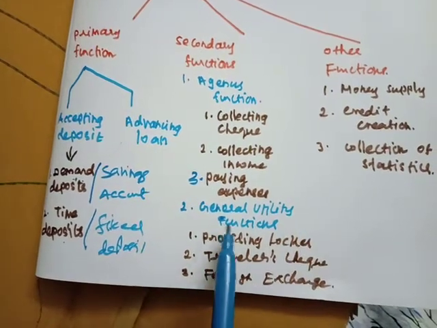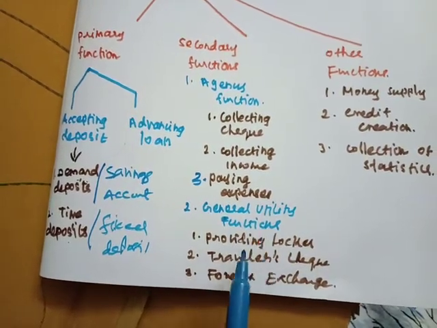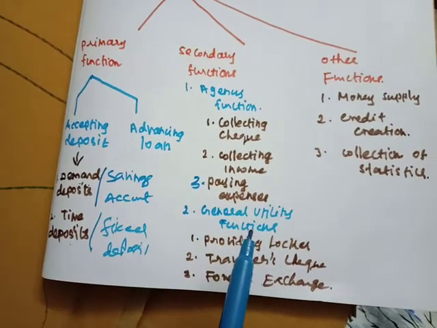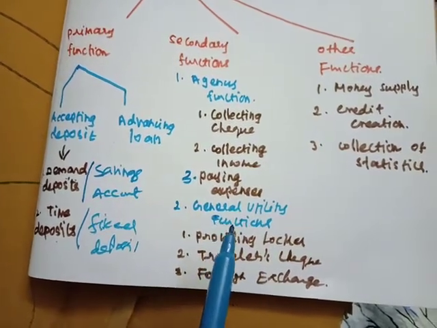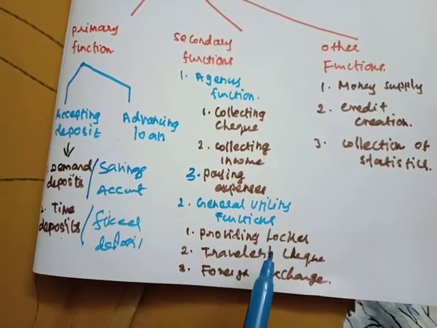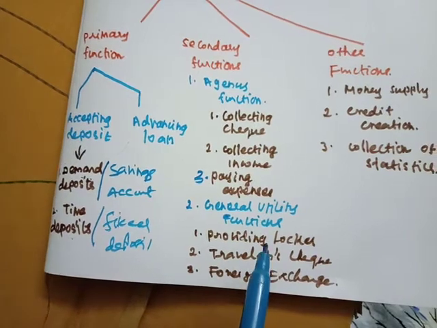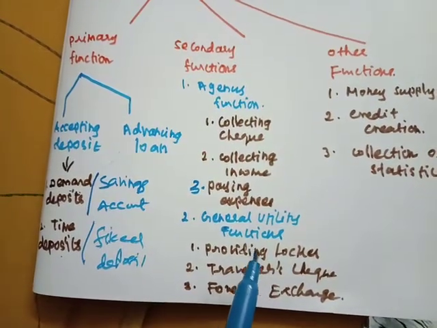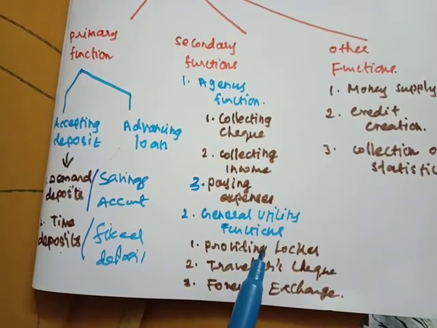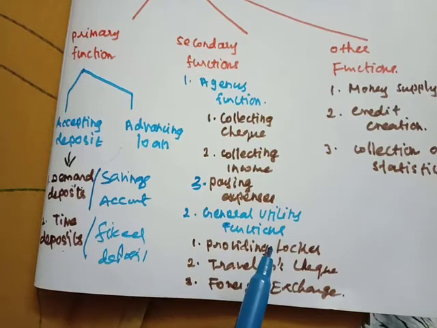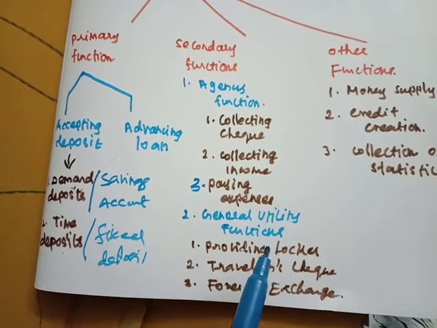And the second one is general utility services. So it implies the commercial banks provide some utility services to the customers by performing various functions. One is providing the locker facility. The commercial banks provide the locker facility to their customers to save custody of jewelry, shares, documents, debentures and other valuable items. This minimizes the risk of loss due to theft at homes.